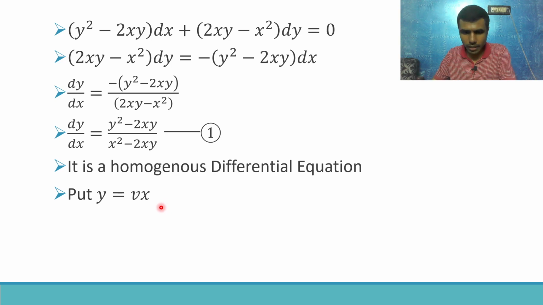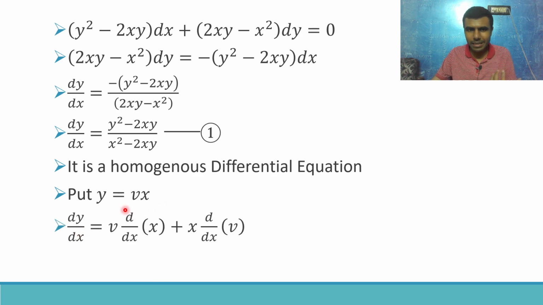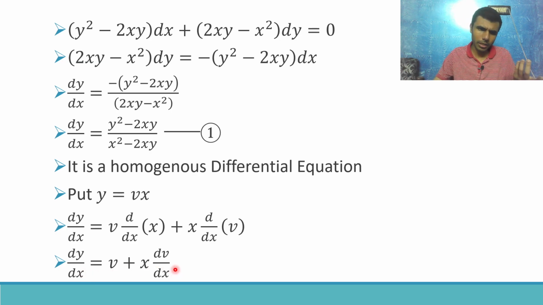Now differentiate both sides. dy by dx is, here you have to apply the uv rule, you know, right? uv dash plus vu dash: v into derivative of x plus x into derivative of v. Derivative of x is 1, derivative of v is dv by dx. So dy by dx is this. Now these two substitutions, y equal to vx and dy by dx equal to this, put them in equation 1.